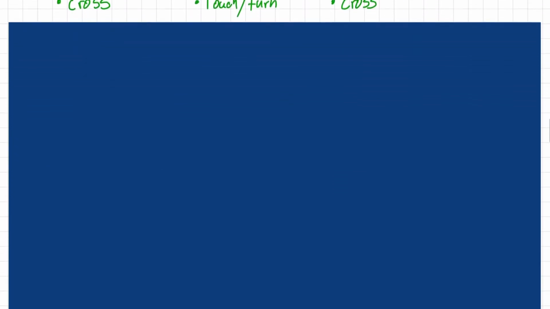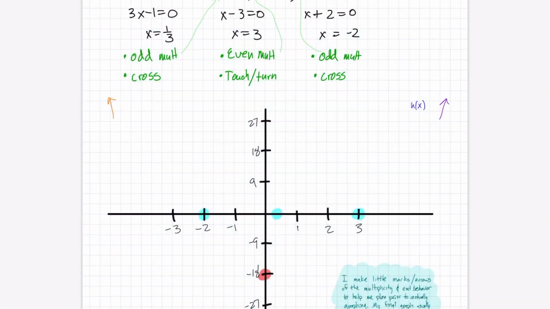So let's graph this. When it comes to graphing things with multiplicity, I need to be aware of what's happening at each of the x-intercepts. So I know that when x is 1/3 and when x is -2, it's going to cross somehow. And whenever I'm at x is 3, it's either going to touch and turn like this or touch and turn like that. Well, it's kind of like a little bit of a puzzle. I need to piece some of this together.